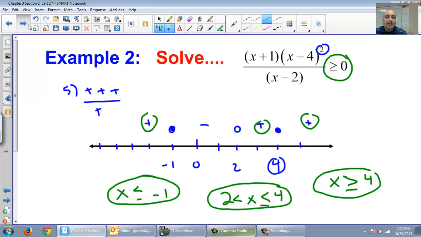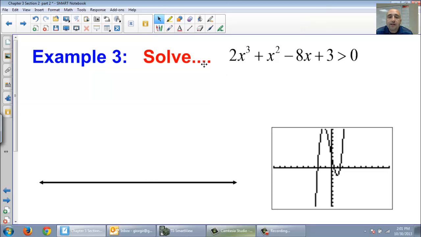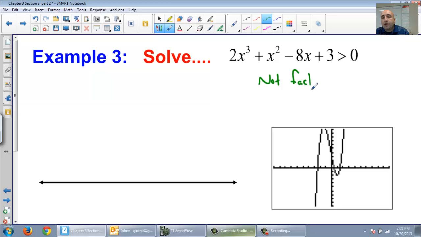Okay? And last but not least, the last part of this problem is a calculator one. So it says solve 2x cubed plus x squared minus 8x plus 3 is greater than 0. This is not factorable. Okay, so this is not factorable. Let me write that down. Not factorable. So when they're not factorable, we are going to use our calculator.